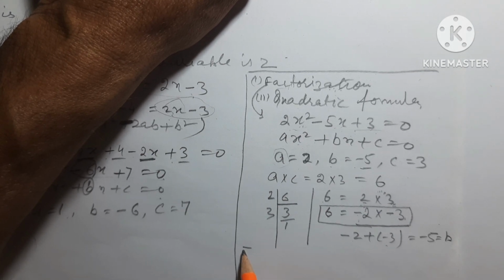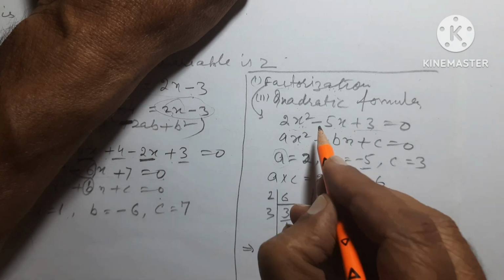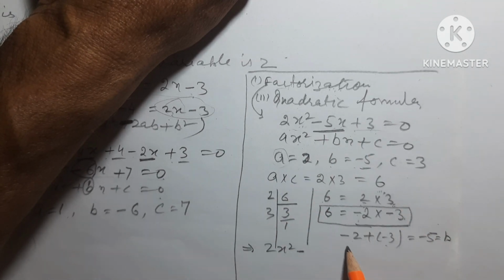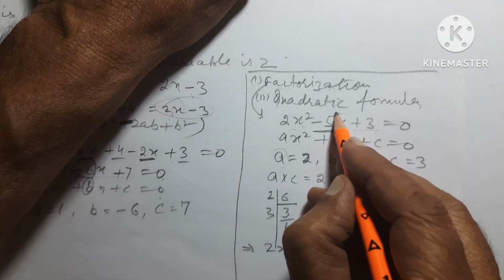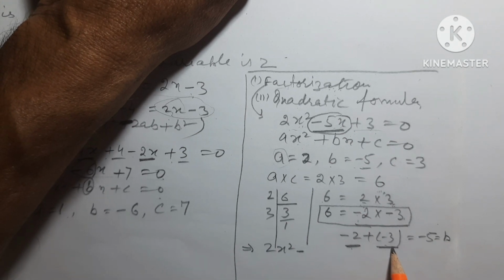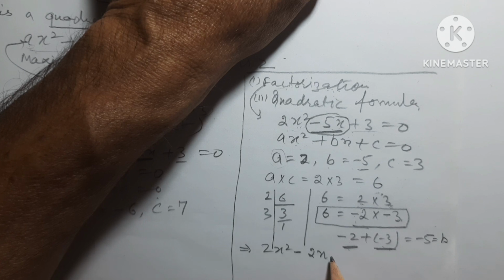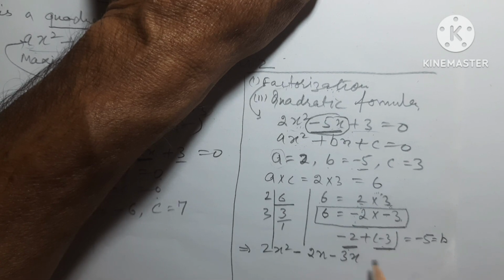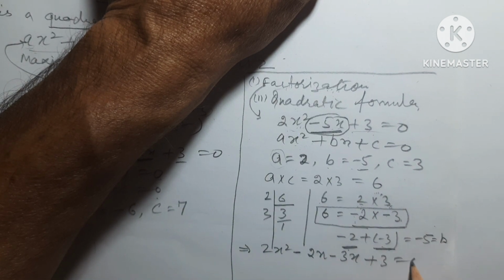So what we will do, now I will write 2x square minus, this minus 5x I will write as minus 2x and minus 3x. At the place of minus 5x I will write minus 2 and minus 3. This is equal to minus 2x minus 3x, and plus c as it is.